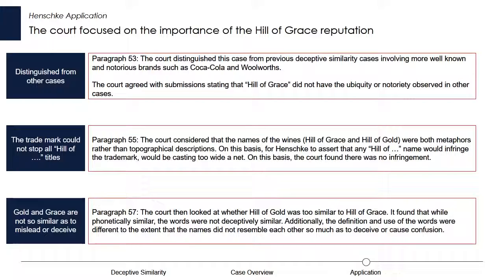This left them to consider specifically whether Hill of Gold and Hill of Grace were too similar. They said while there were some phonetic similarities, the definitions of the words, as well as their use, that being grace and gold, were not so similar that people would confuse or be misled into thinking that the Hill of Gold wine was in fact Hill of Grace. This left the court with the answer that this was not deceptively similar, and that Hill of Gold are free to continue to produce their wine.